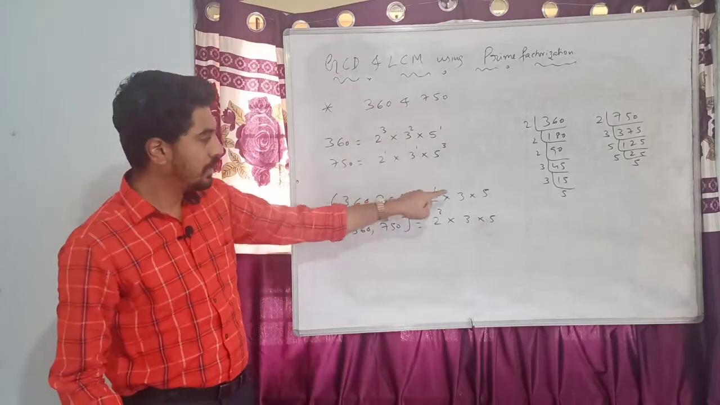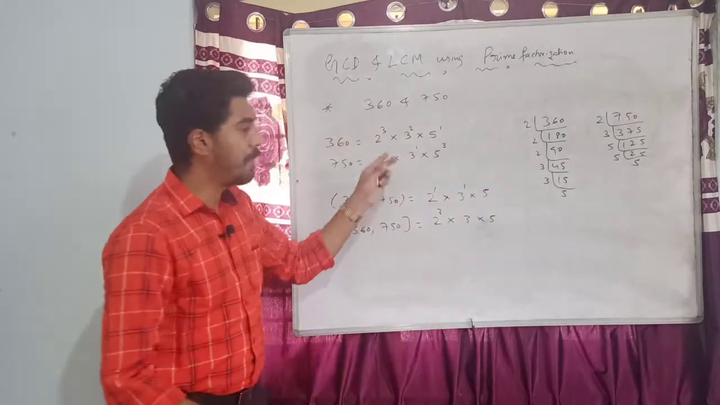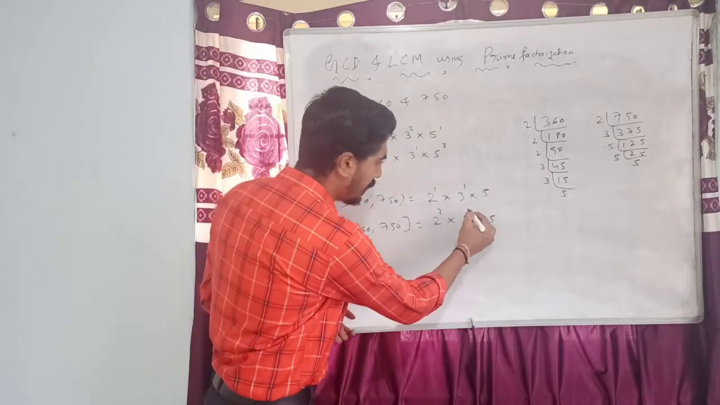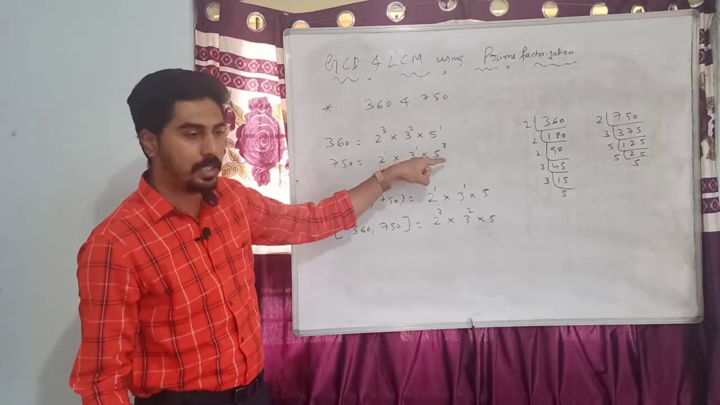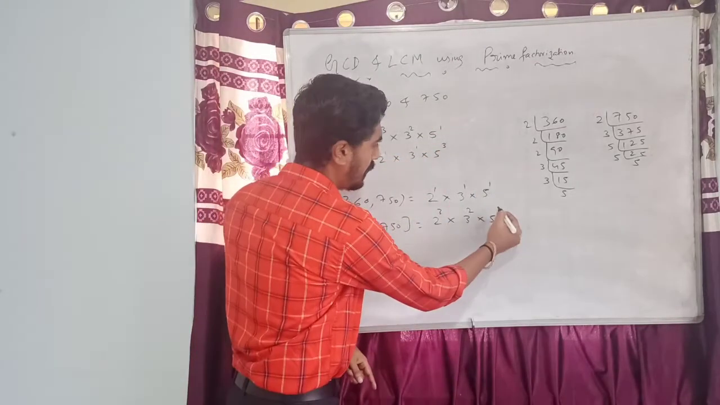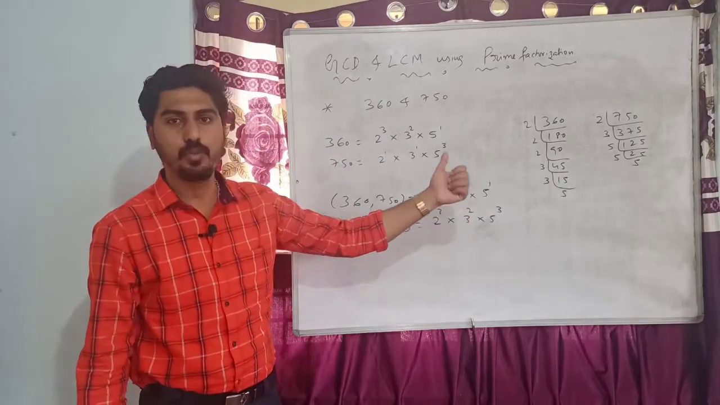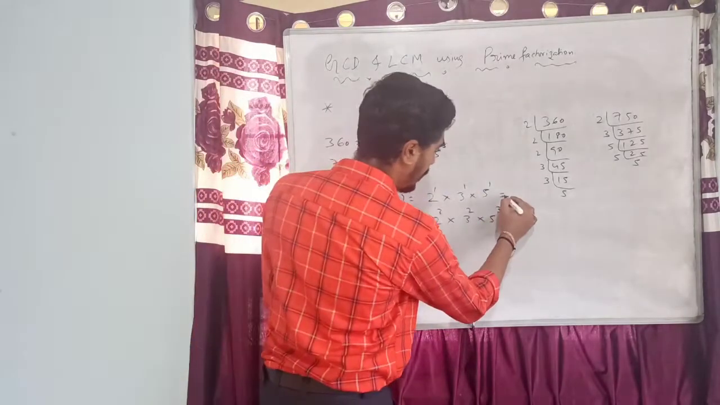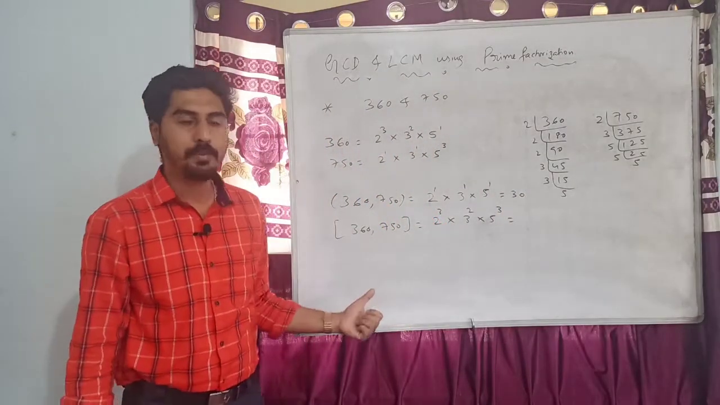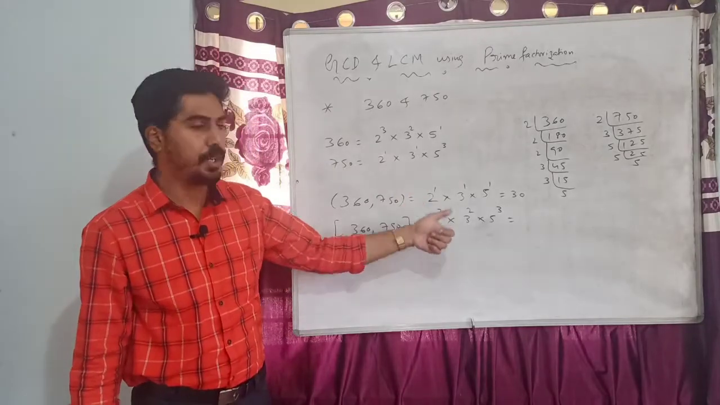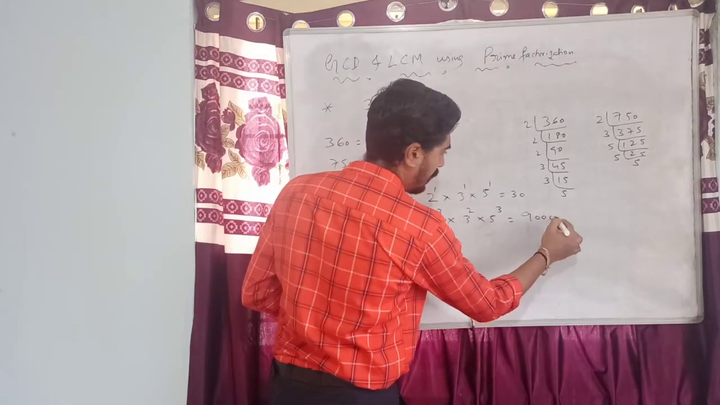Similarly, for 3, the minimum of 2 and 1 is 1. The maximum of 2 and 1 is 2. And for 5, the minimum of 1 and 3 is 1. Maximum is 3. So the GCD is 2 power 1 into 3 into 5, which is 30. And the LCM is 2 cube into 3 square into 5 cube, which is 9000.